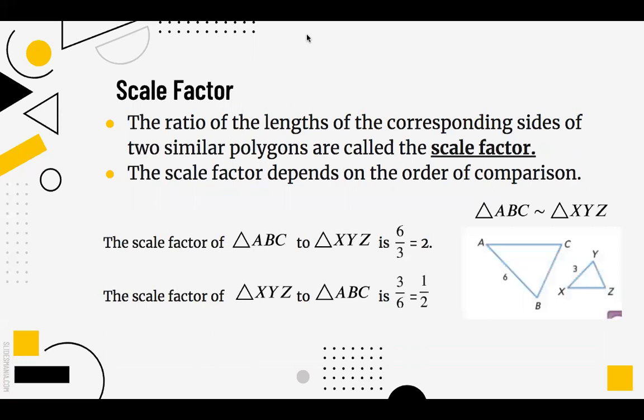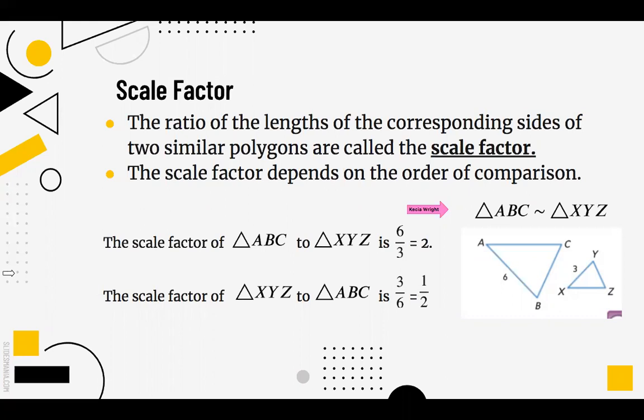All right, so scale factor. The ratio of the lengths of the corresponding sides of two similar polygons is the scale factor. So the scale factor depends on the order of comparison. So you always want to pay attention to your order of comparison. In this particular case, we know that ABC is similar to XYZ, and we can see that right over here because that's what it tells us, that they're similar.